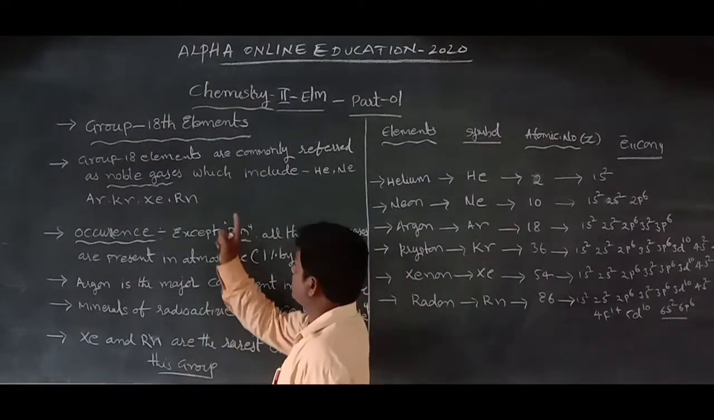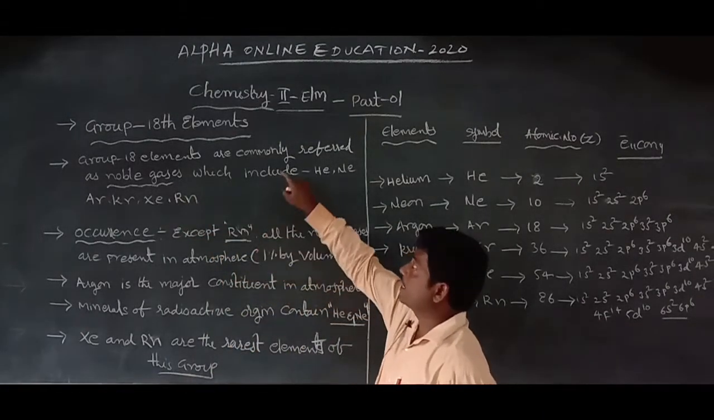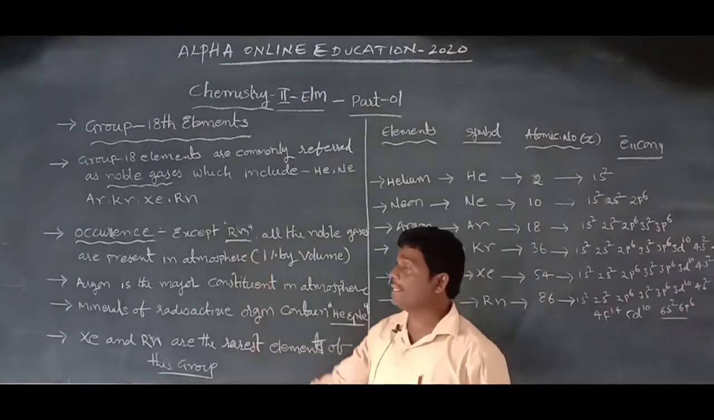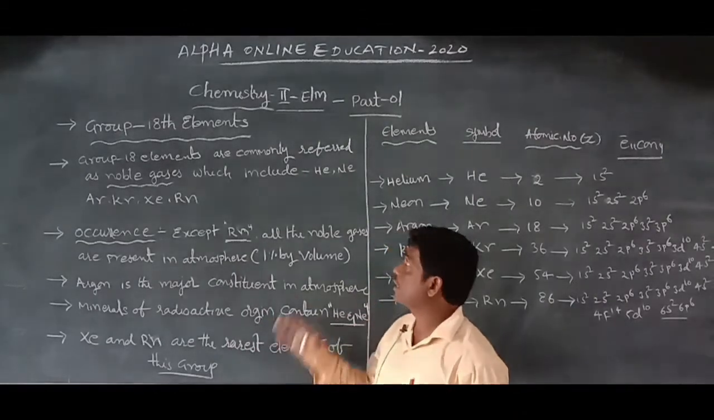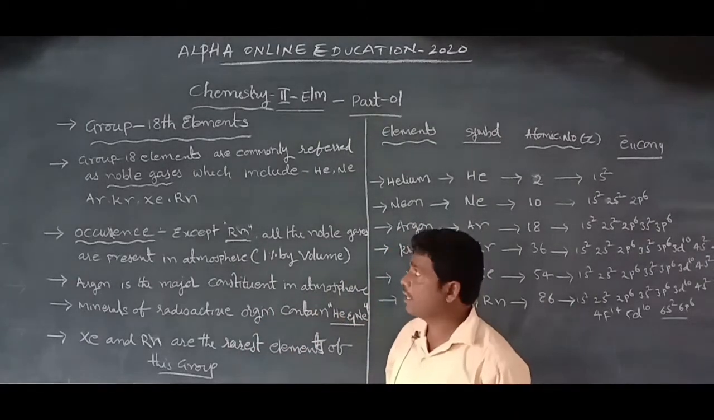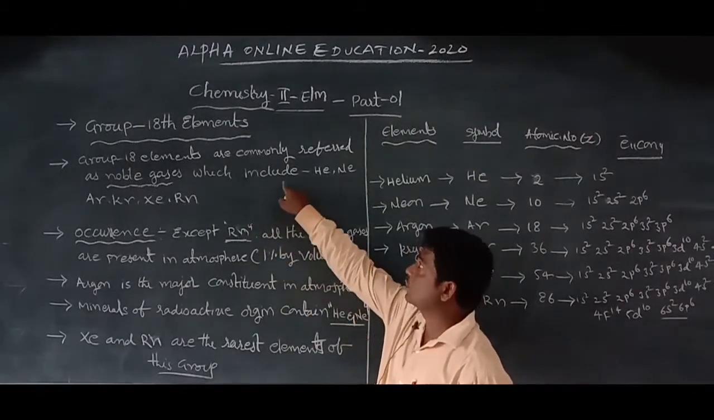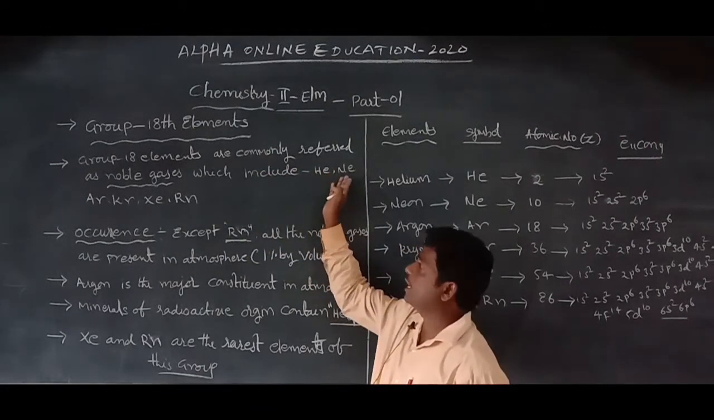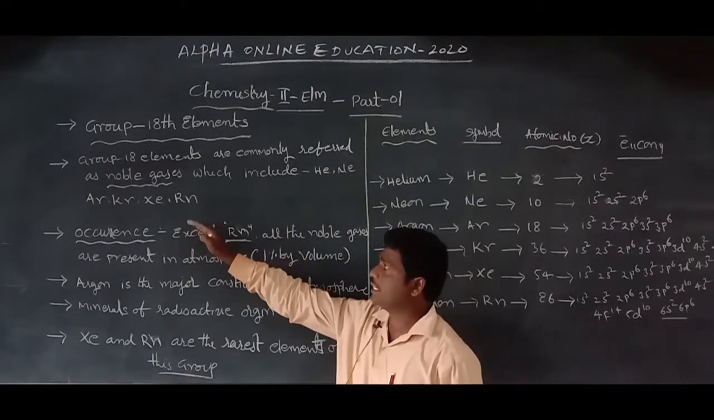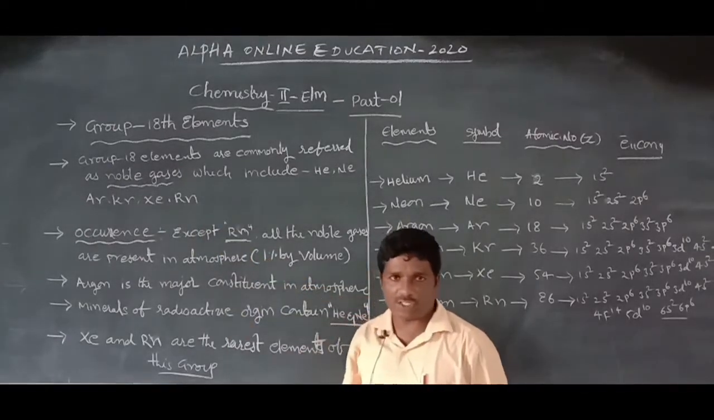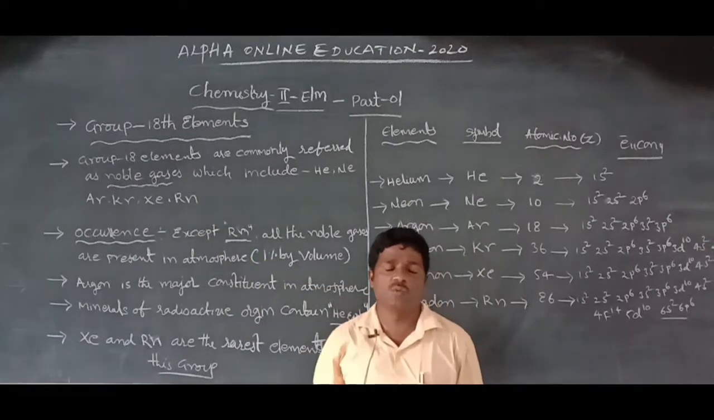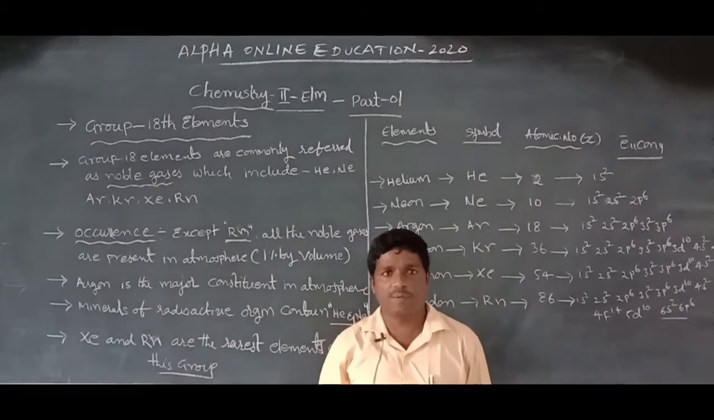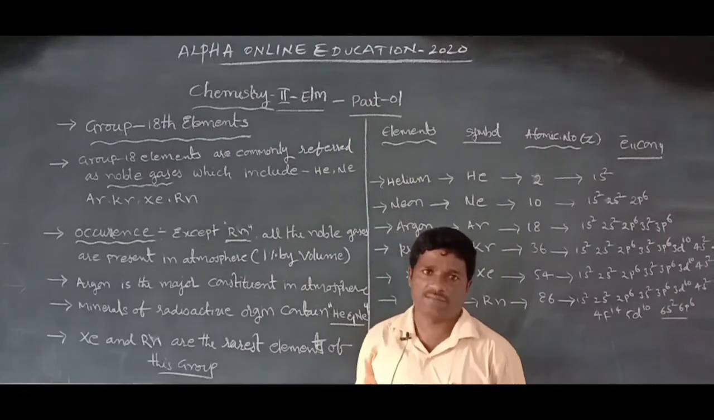Group 18 elements are commonly referred to as noble gases or inert gases, which include helium, neon, argon, krypton, xenon and radon. Those elements belonging to group 18 are noble gases or inert gases. It is also called group 18 by the IUPAC notation.